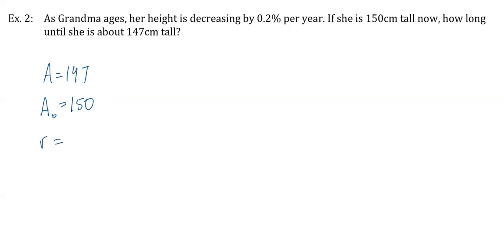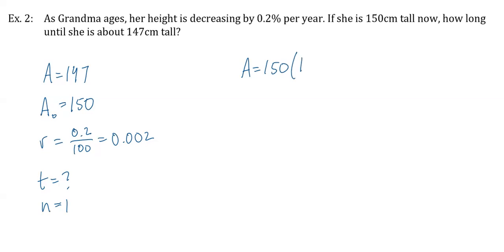Be careful of this. Because this is already a decimal, some people say the rate is 0.2, but it's actually 0.2 divided by 100. It's given as a percentage, so you got to divide by 100. Use your calculator, 0.2 divided by 100, and you get 0.002. And it's per 1 year, so n is 1. One minus 0.002 to the t.